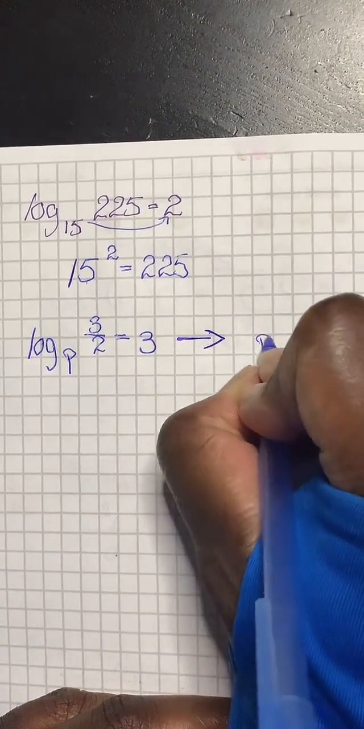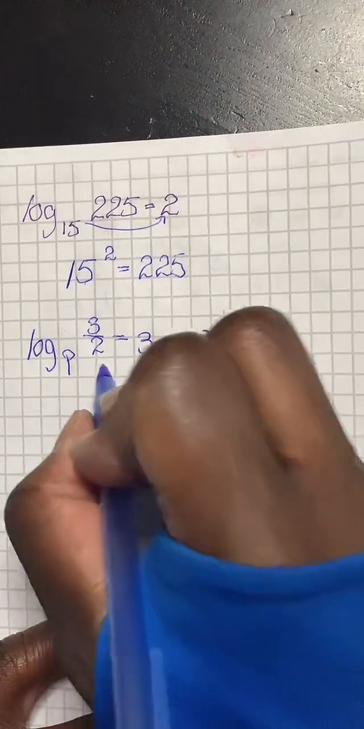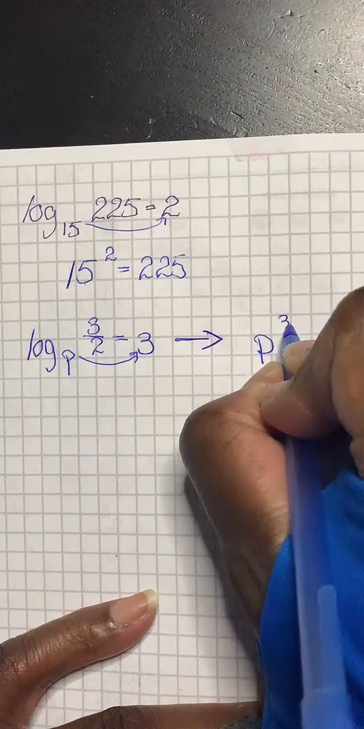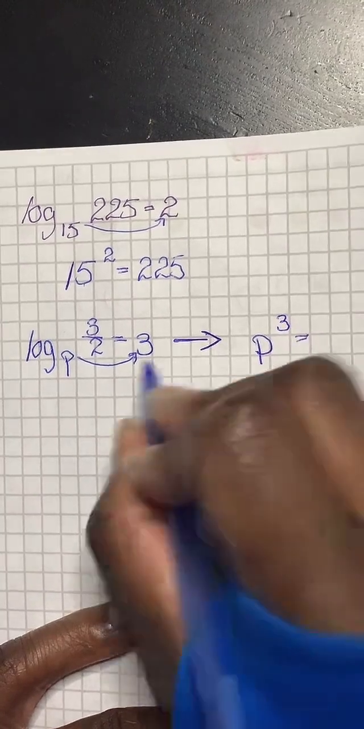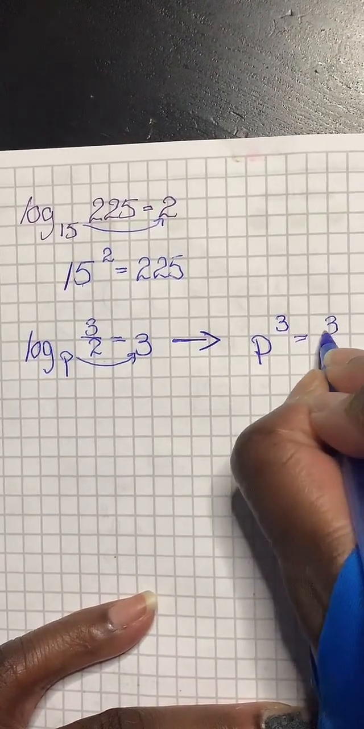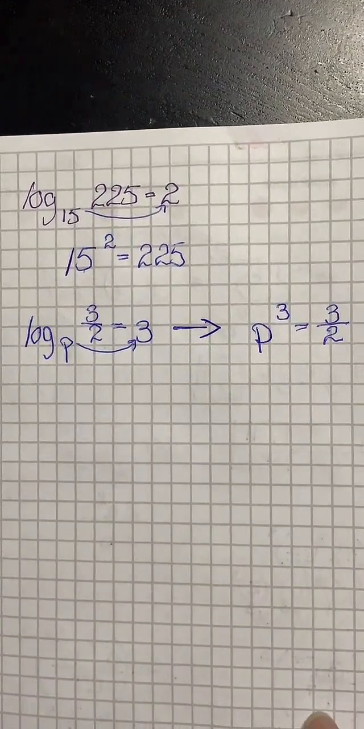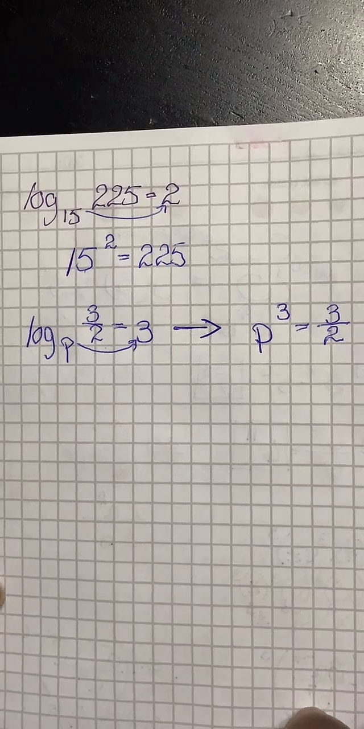Because your p is your base. Good. p is your base. The 3 is going to be your exponent. And it's going to equal your result, which is 3/2. Okay? So that's all we're doing. We're just moving from one thing to the next.